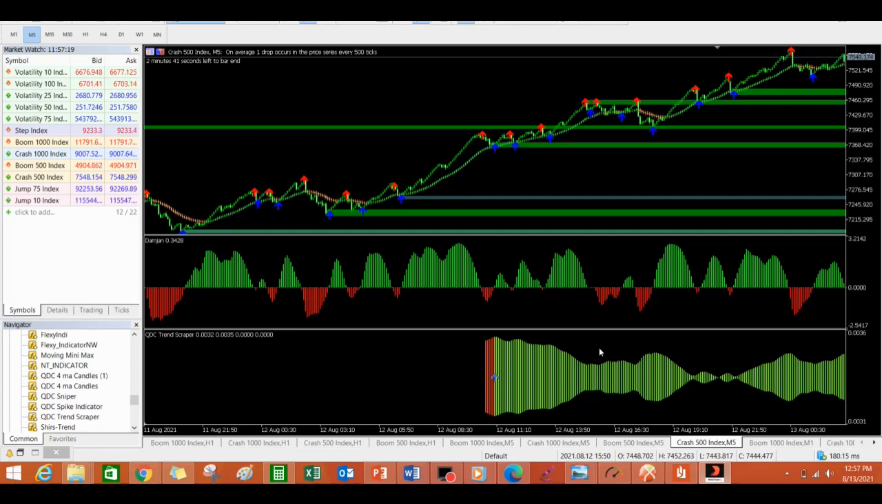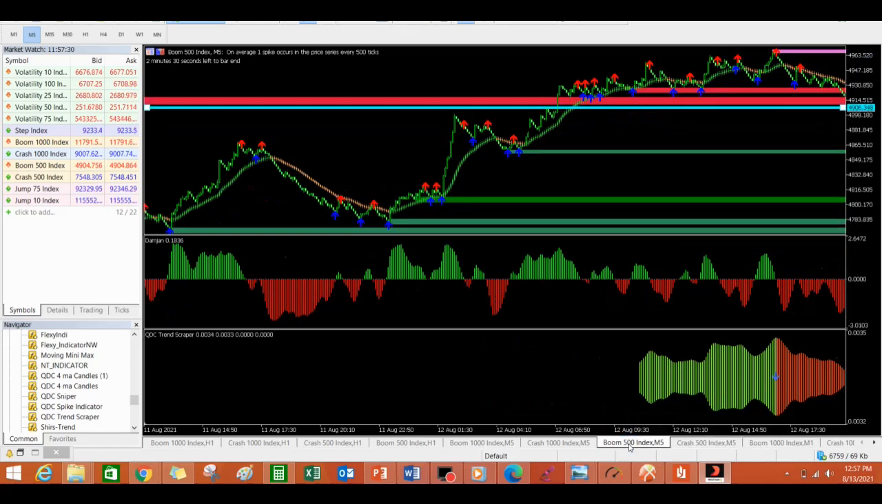Then this time around we want to use it to trade the spikes. It is easier when you use stop loss to trade the spikes, and I'm going to show you an example. Let's go to Boom 500. Okay, this is Boom 500.